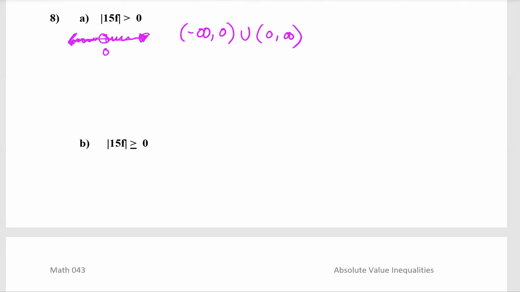Letter B, we now have an absolute value is greater than or equal to 0. So because a positive is coming out of that absolute value, and we can have 0 now that it can be equal to 0, then we can include 0. So our answer is all real numbers.